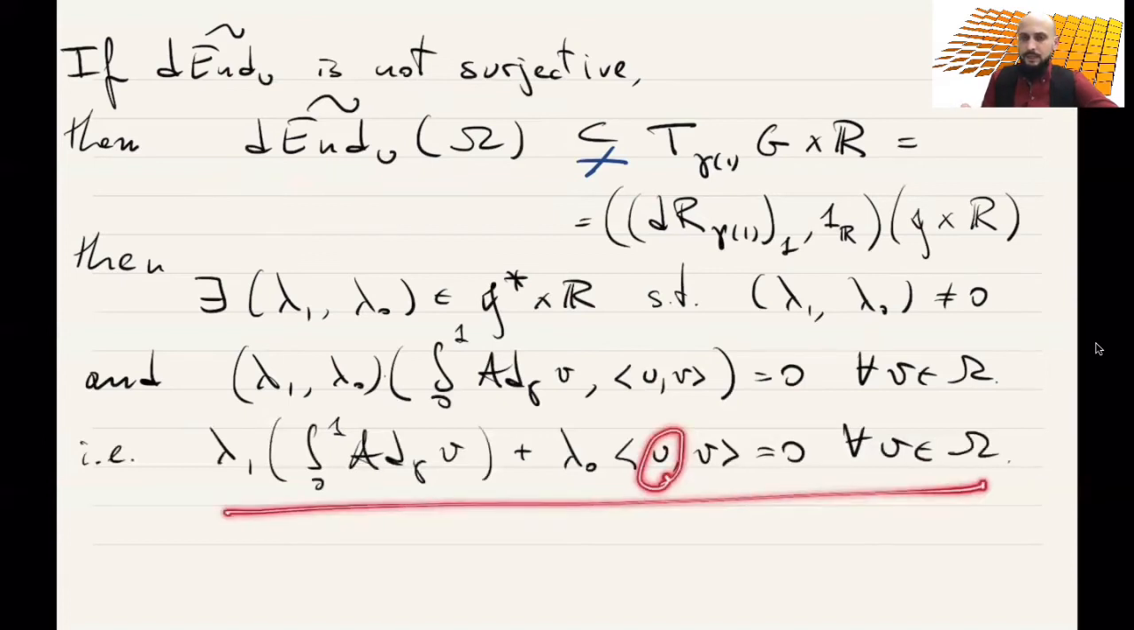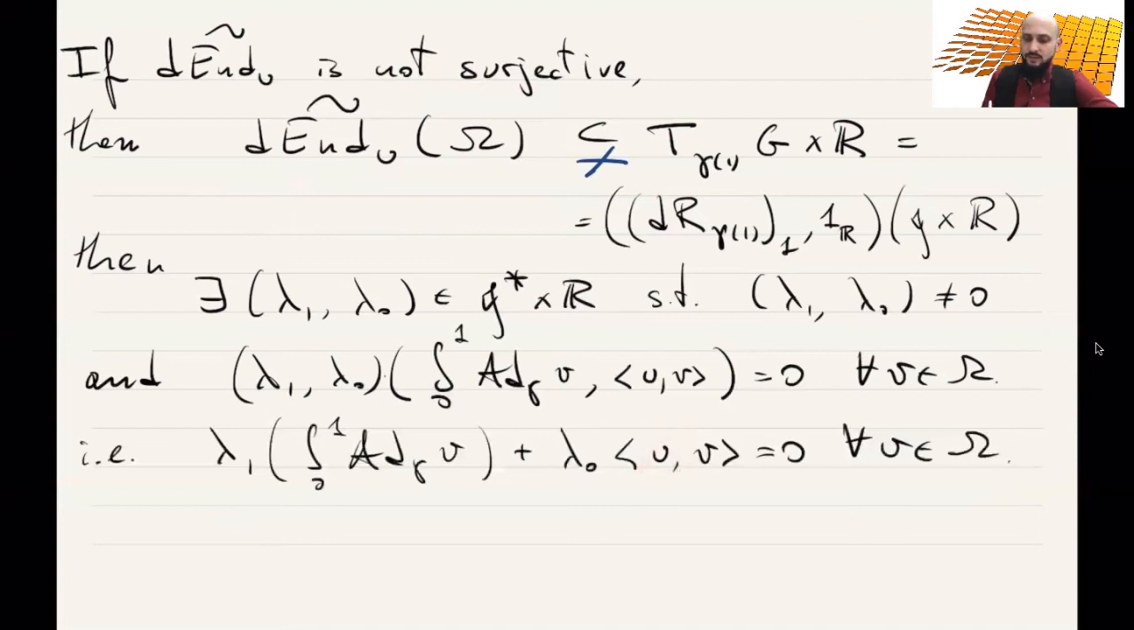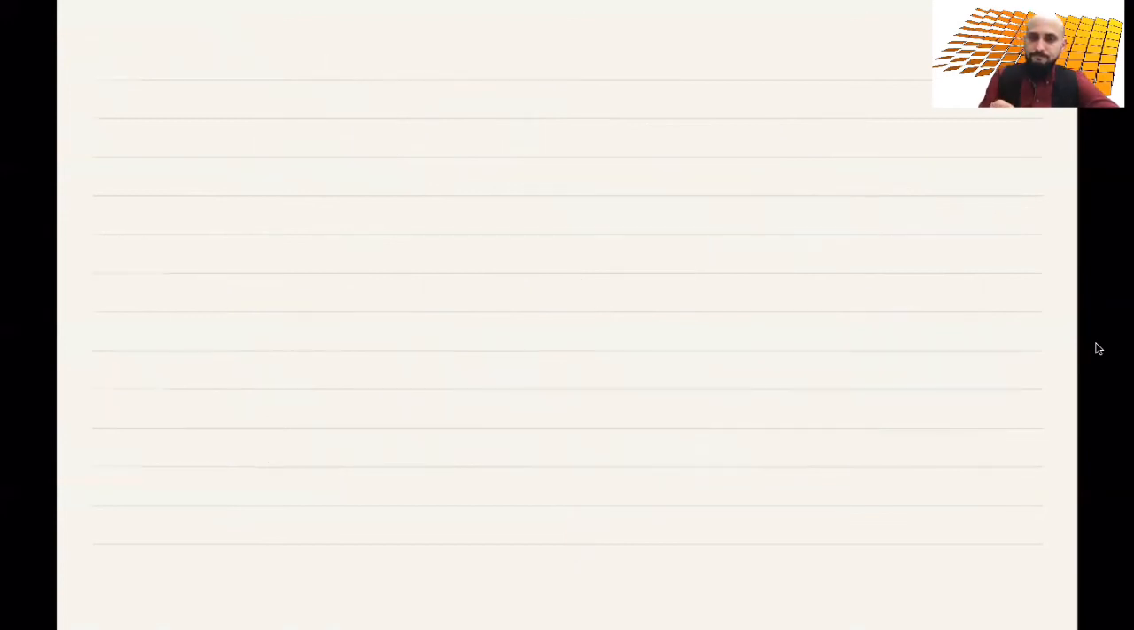Now there are going to be two cases, according to whether this lambda 0 can be chosen to be 0 or not. There are two cases.